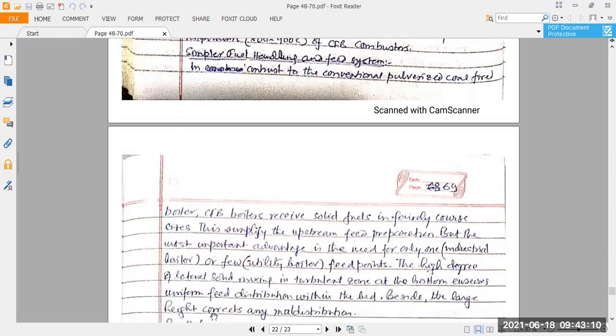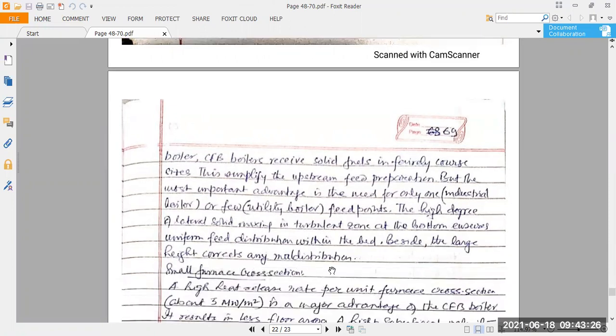The high degree of lateral solid mixing in the turbulent zone at the bottom ensures uniform fuel distribution within the boiler bed. Besides, the large height corrects any mass distribution problems.